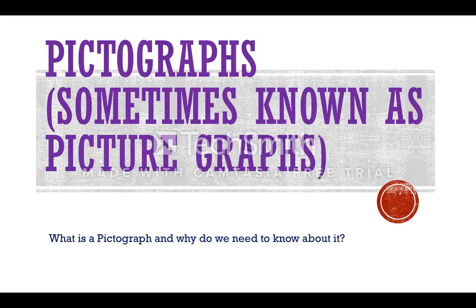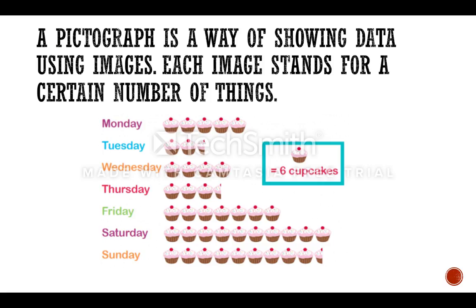So what is a pictograph and why do we need to know about it? A pictograph is a way of showing data using images. Each image stands for a certain number of things. So as you can see, we have 1 cupcake equaling 6 cupcakes. So if you look next to Monday, you have 1, 2, 3, 4, 5 cupcakes, and each cupcake is actually 6 cupcakes. So 5 times 6, which is 30.